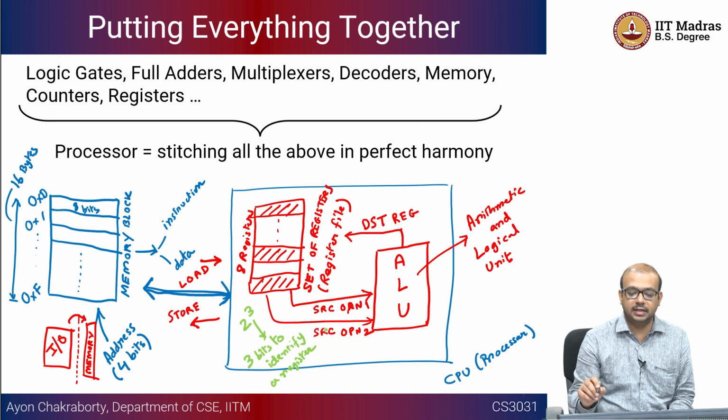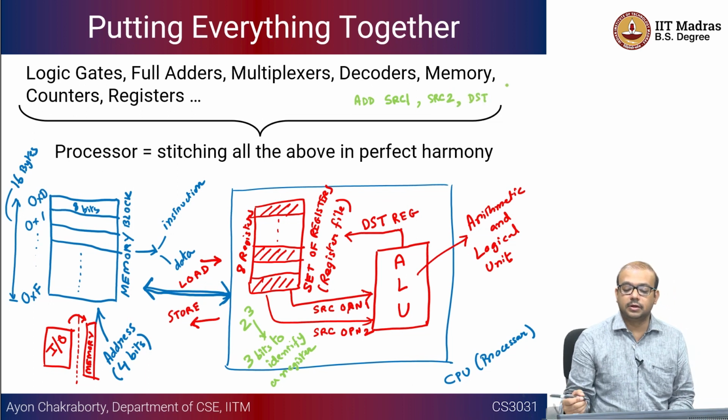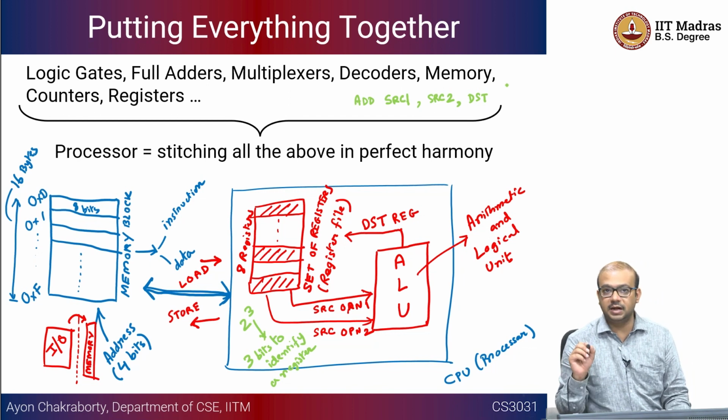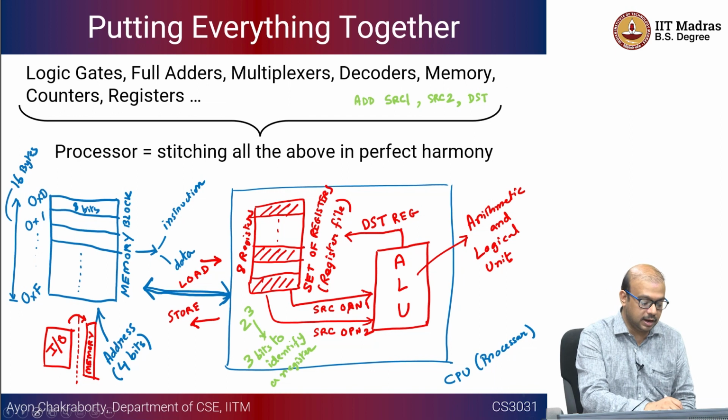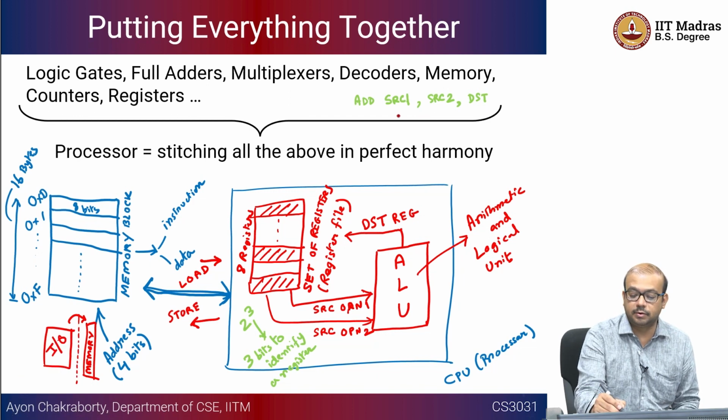Now, if I have an instruction which looks like this, let us say some operation which is, let us say, add, right. You have a source register 1, so I will write SRC 1, then you have a source 2, SRC 2, and then you have a destination register DST, right. So, as I told you, 3 bits to identify a particular register. So, let us try to understand how many bits will be required to express this particular instruction. So, 3 goes here, 3 goes here, 3 goes here. So, 9 bits are done, right.